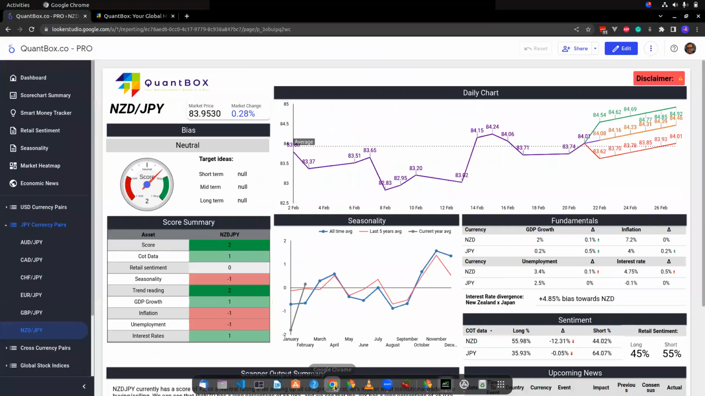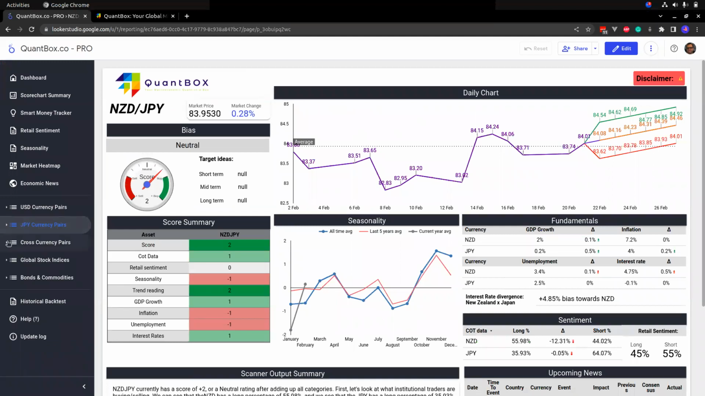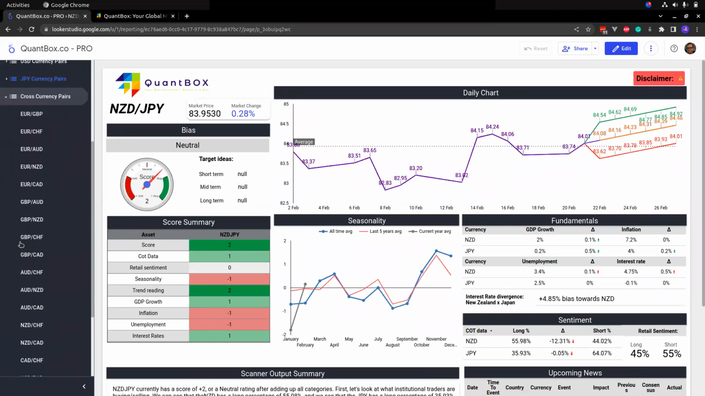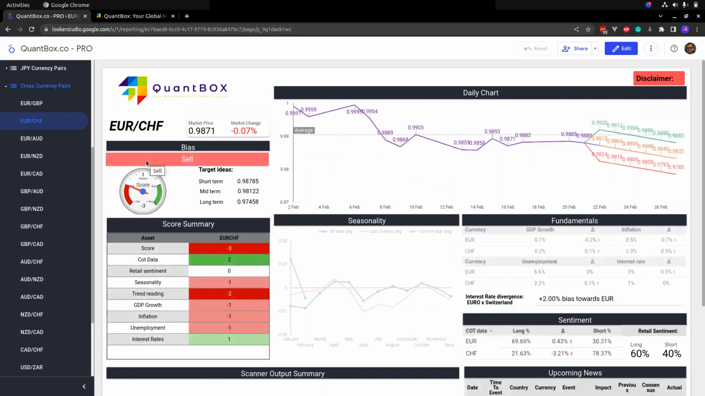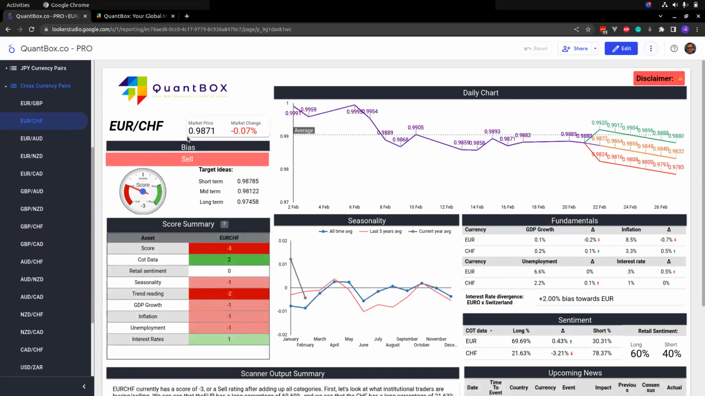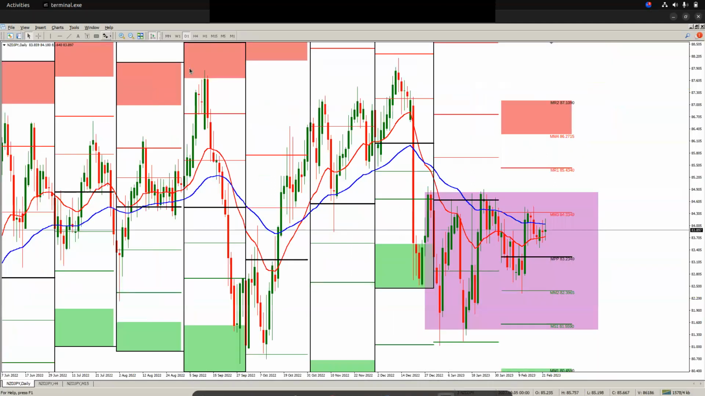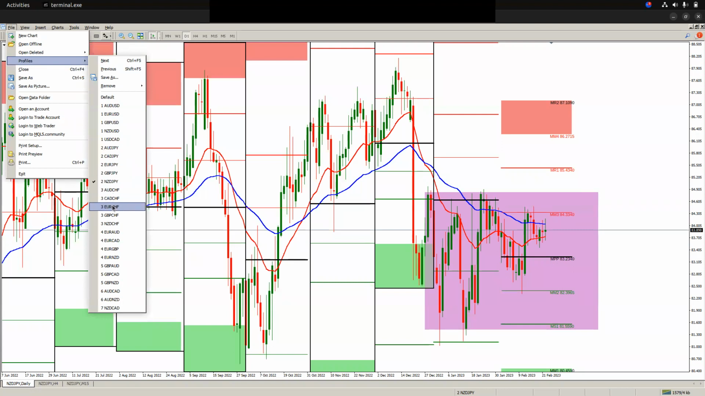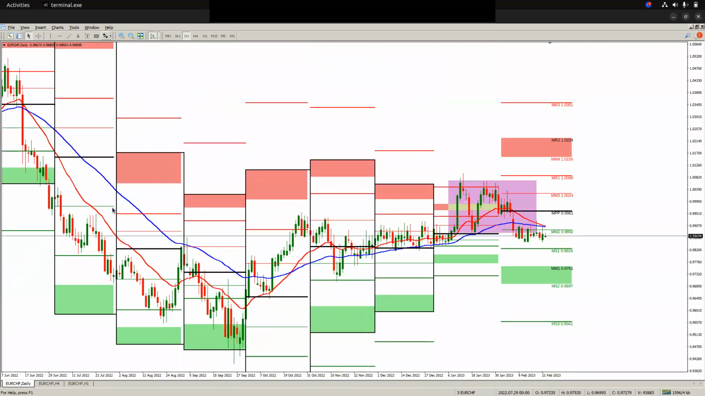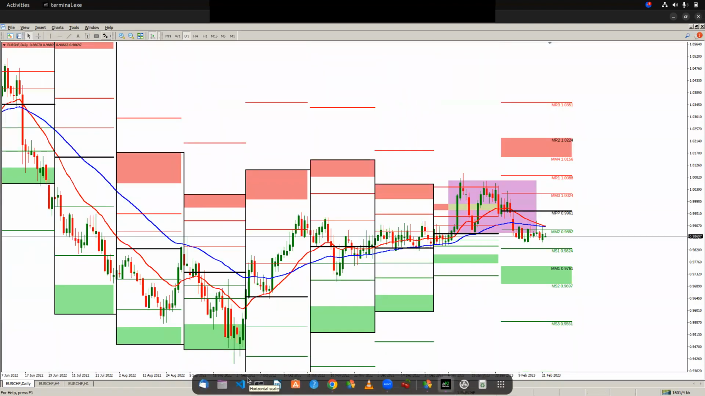Cool. So in terms of your Swissies, go through that. What you do is just take a look at your QuantBox, go through your crosses. Have a look at your Swissies. For example, we'll do Euro Swissy first. So Euro Swissy, you've got a sell. Jump on a Euro Swissy. You can see they're currently sideways. Do the same thing for all the Swiss pairs.